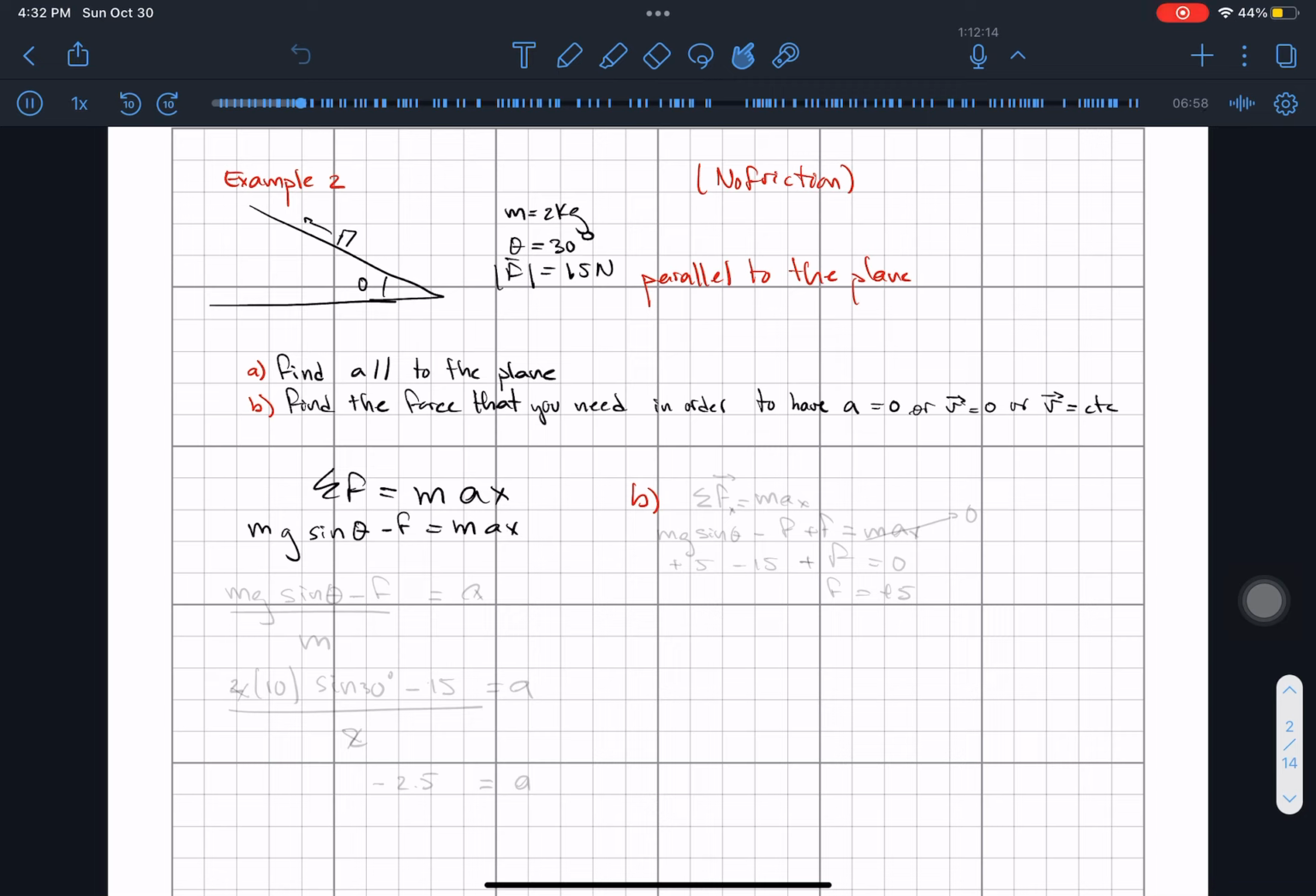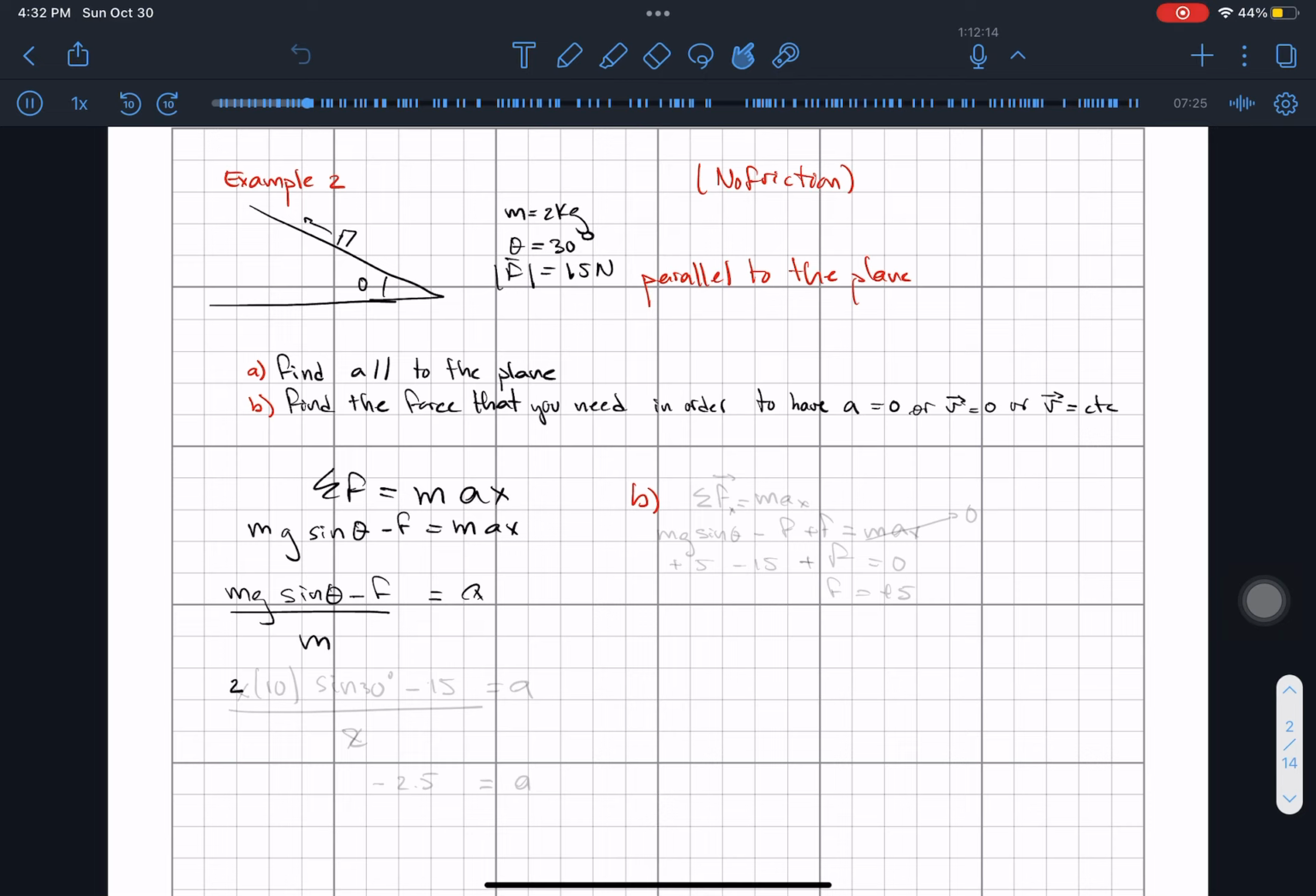So now we know that the acceleration is going to be the force acting on the object over the mass of the object. Now we just plug in the values into the equation for the acceleration.